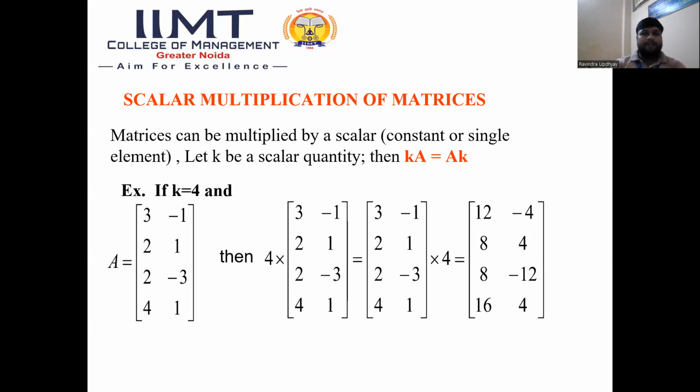Now next is scalar multiplication of a matrix. What is scalar multiplication? If you multiply a matrix by a non-zero number, we multiply all the elements of that matrix. By definition, a matrix can be multiplied by a scalar constant or single element. Let K be a scalar quantity, then the result is KA. For example, we have taken matrix A of order 4 by 2, and we are multiplying the whole matrix A by 4. Then we multiply each element of the matrix by 4, and we get 12, -4, 8, 4, 8, -2, 16, and 4.